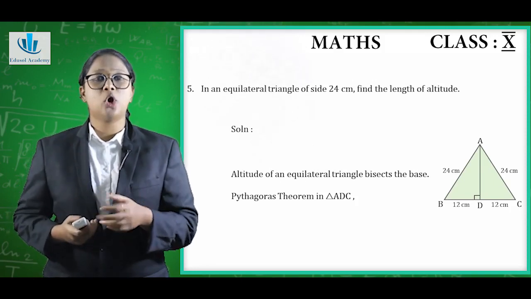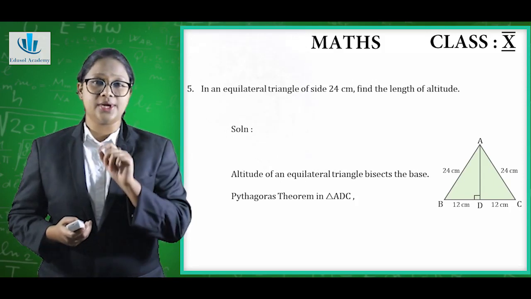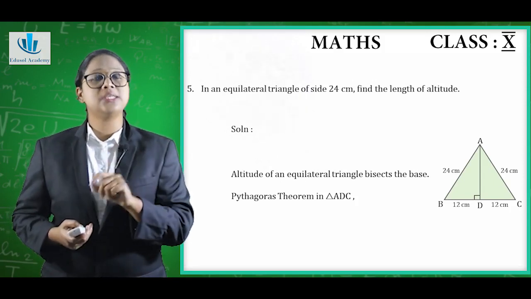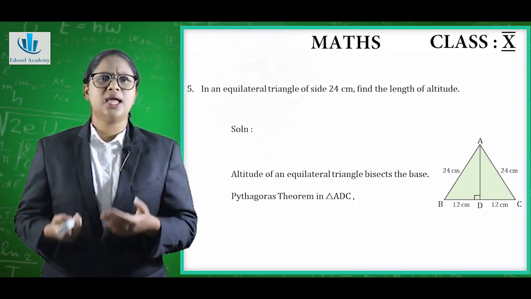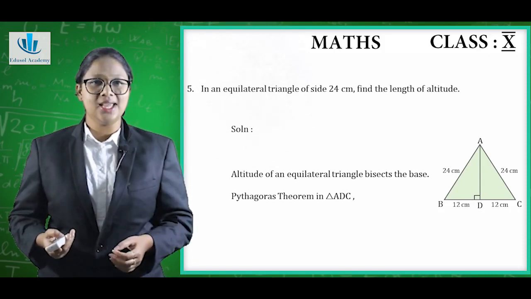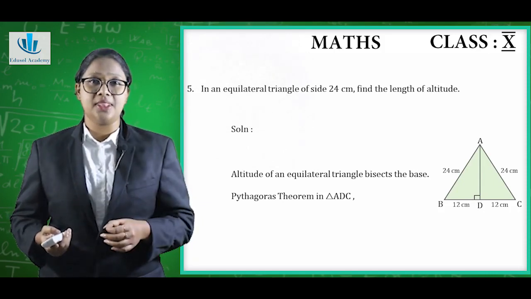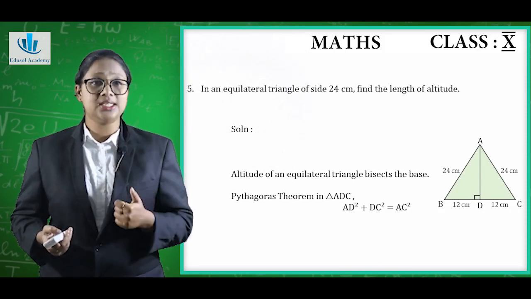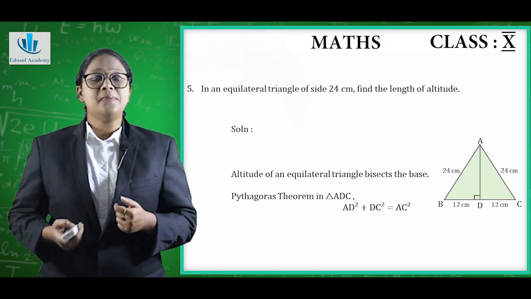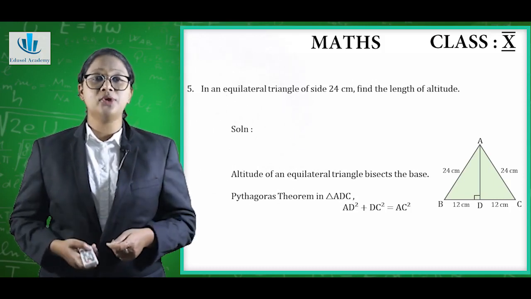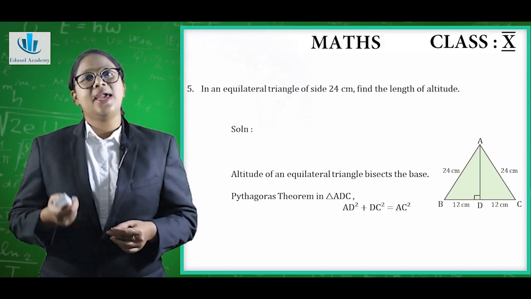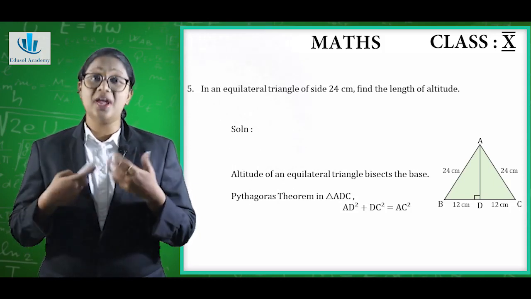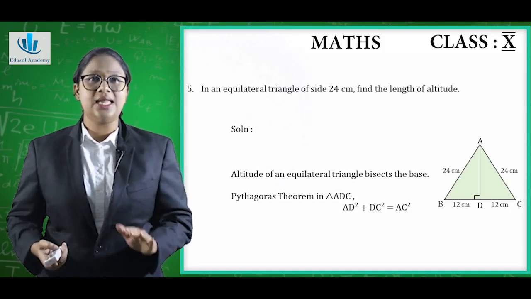So now we have got two right angle triangles, namely ADC and ADB. Let's take any one of them, say ADC, and apply Pythagoras theorem in that. What does it state? Let's say in triangle ADC, AD square plus DC square will give you AC square. And AD square is what we have to find, so keep it as it is.